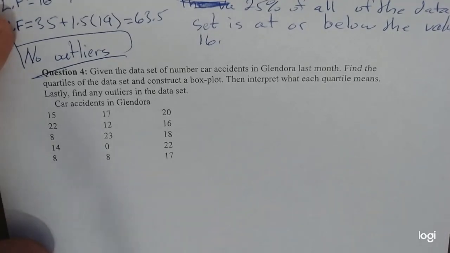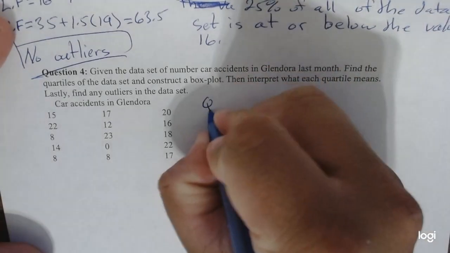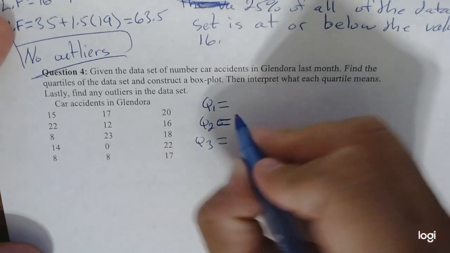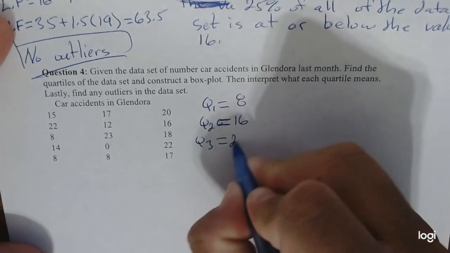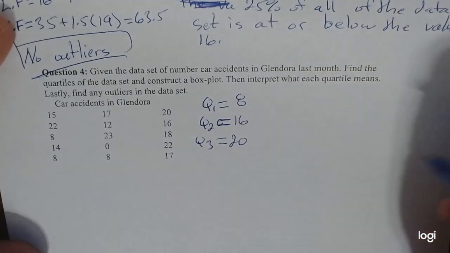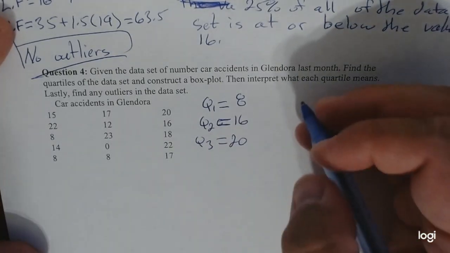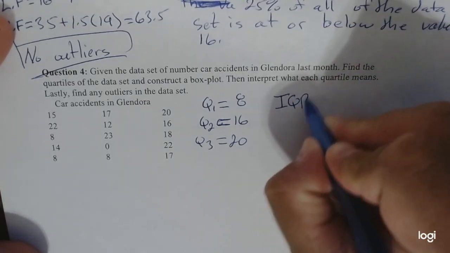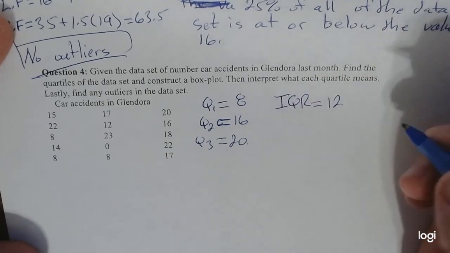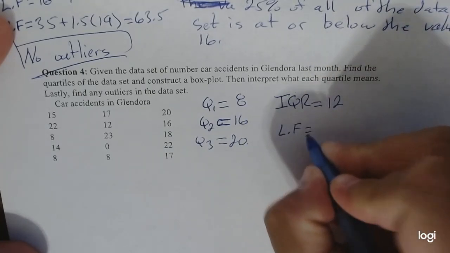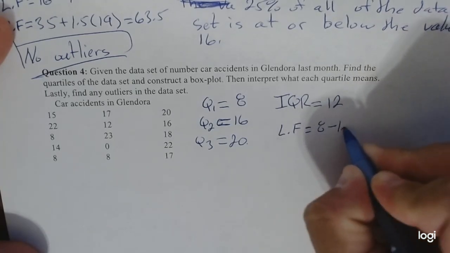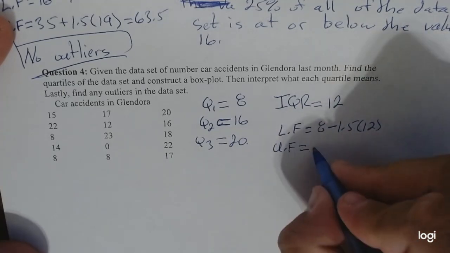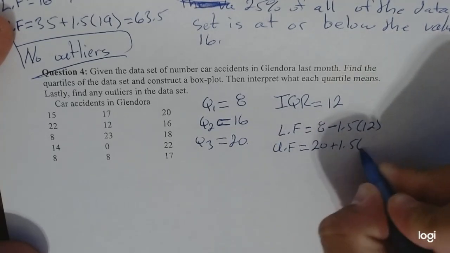All right, so let's see how many car accidents are in Glendora, right? So first we get our Q1, Q2, and Q3. So hopefully you guys got 8, 16, and 20. Okay. So box plot, you guys can probably do that one pretty quickly. And then I'll just go straight to the outliers. So IQR hopefully is 12, right? 20 minus 8 is 12. So lower fence is going to be 8 minus 1.5 times 12. And upper fence is 20 plus 1.5 times 12.